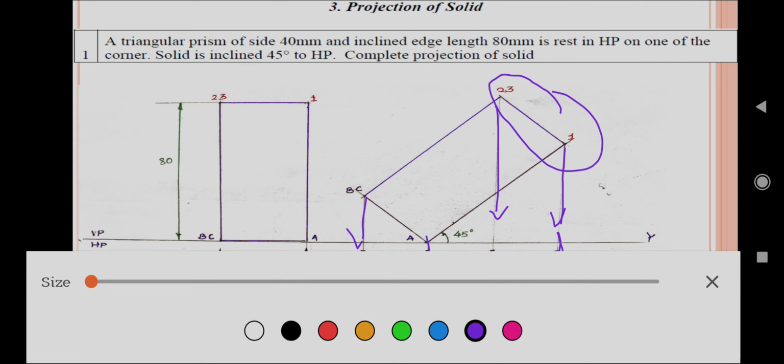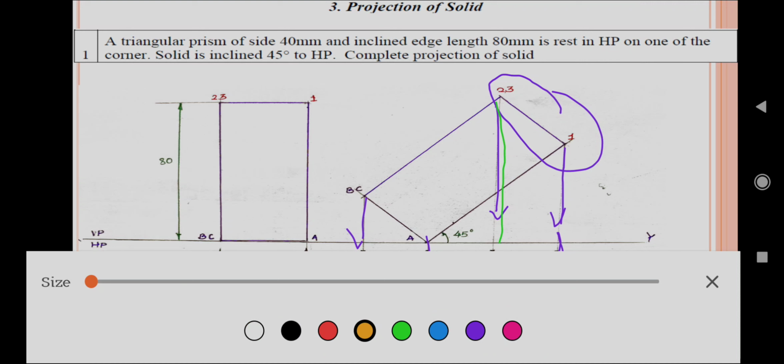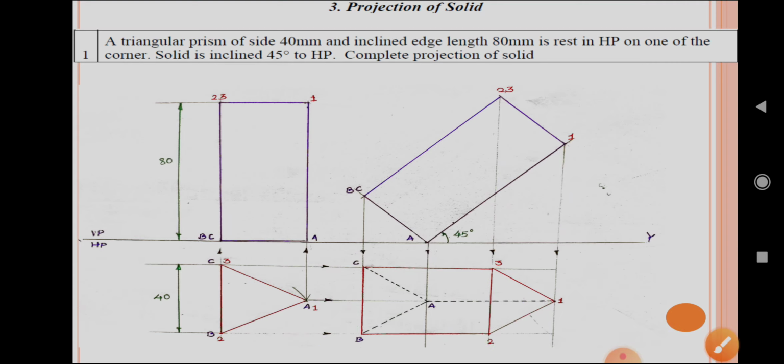Similar way, with same method, with the horizontal projection line, point 2, vertical projection line, get point 2. Then horizontal projection line and vertical projection line for the point 2 and 3. On the same point we can draw the vertical line, we can get the point 3. The same method we can apply for the bottom surface.